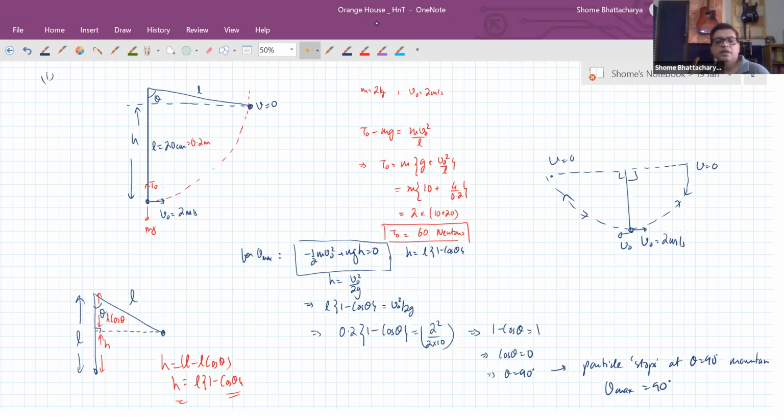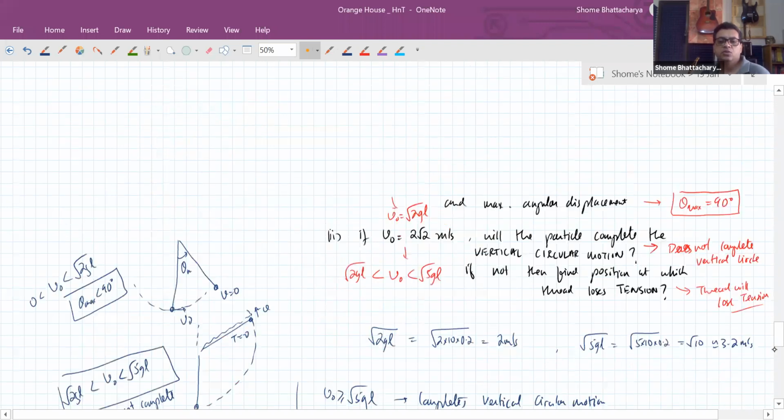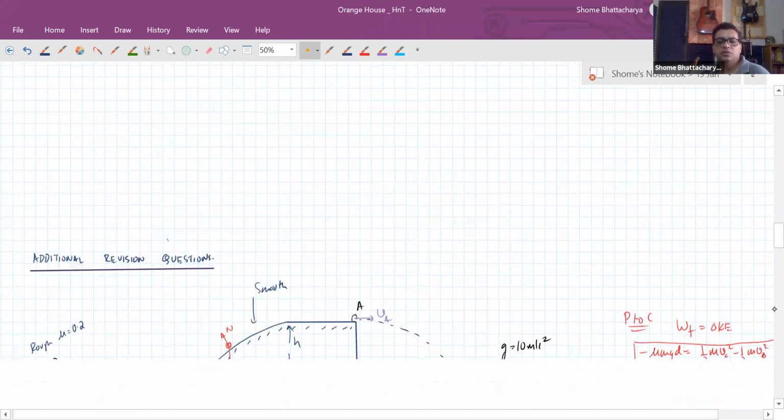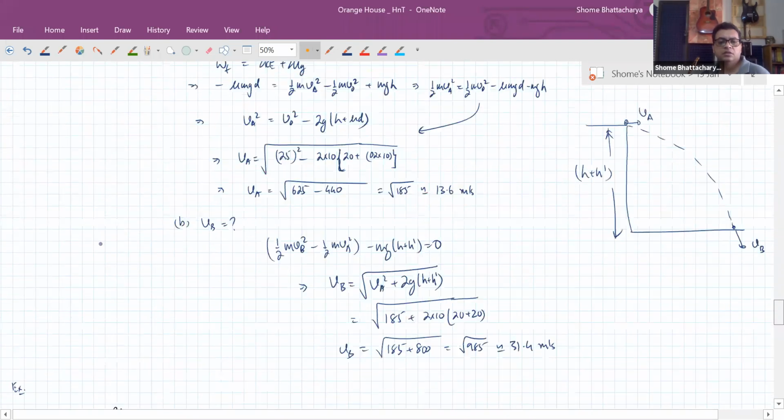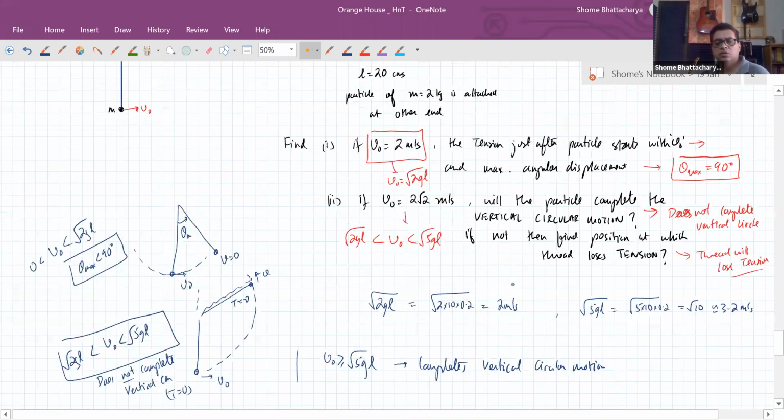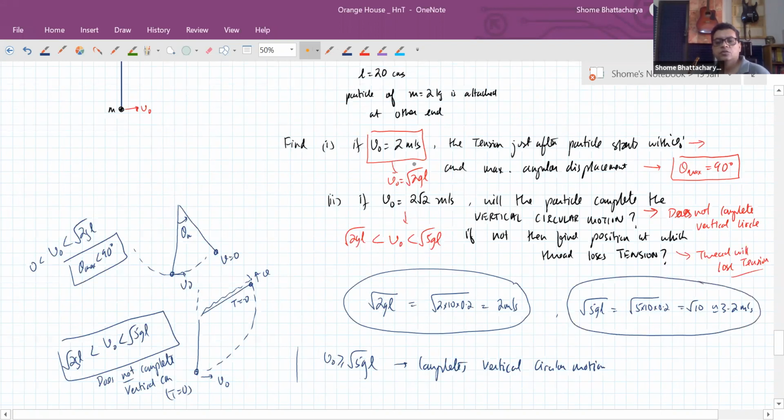Yeah, but see, it doesn't go above 90 degrees for v naught less than or equal to root 2 GL. So that's why we check that thing first. The value of root 2 GL here is this thing, 2 meters per second, and the value of root 5 GL is 3.2. So when it is 2 meters per second, it's not going to cross 90 degrees, because this is the condition for root 2 GL. And this is the condition for something greater than root 2 GL but less than root 5 GL.